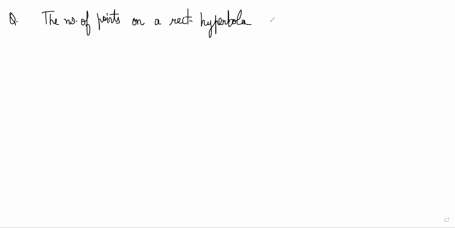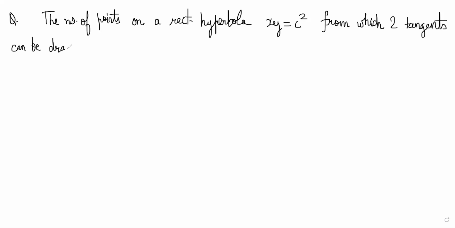So, for example, the question is this. The number of points on a rectangular hyperbola xy = c² from which two tangents can be drawn to the ellipse.